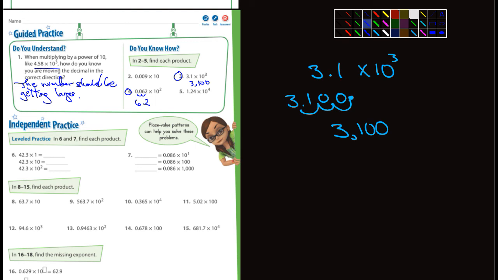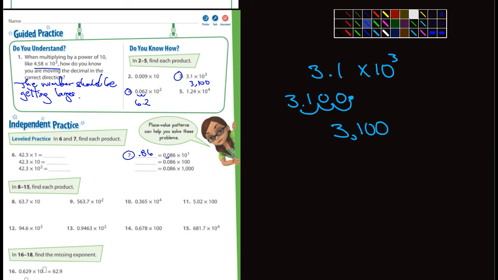How about number 7 here? Let's look at number 7. So 0.086 times 10 to the first, or just times 10. So I'm going to move the decimal 1 place over. It's going to be right before the 8, so it becomes 0.86.